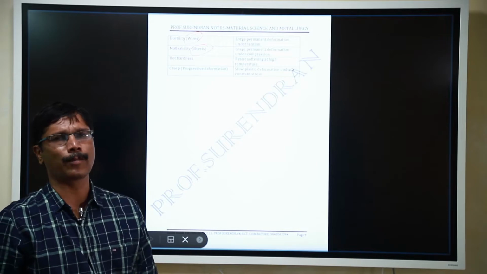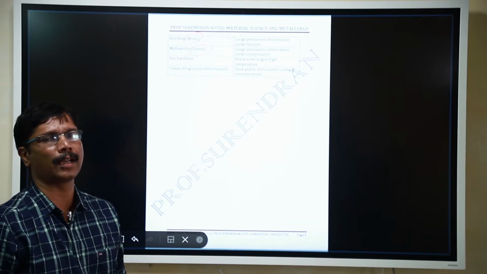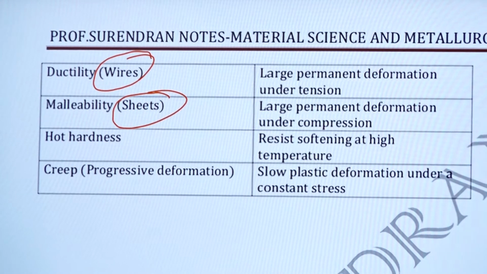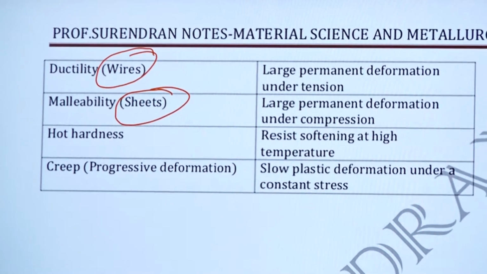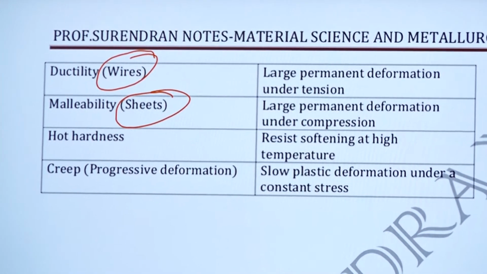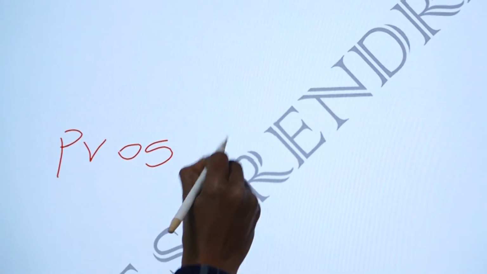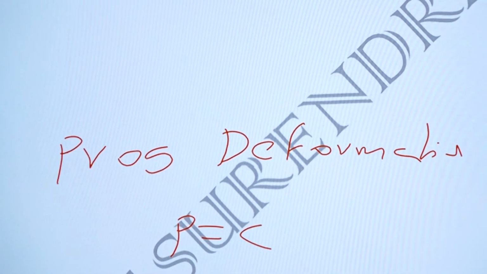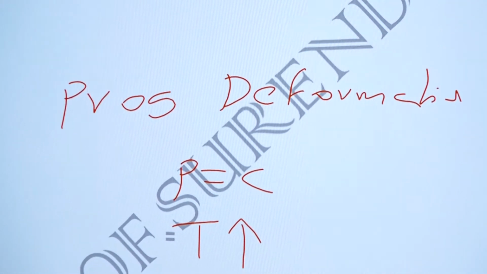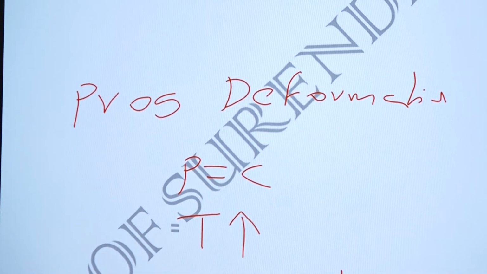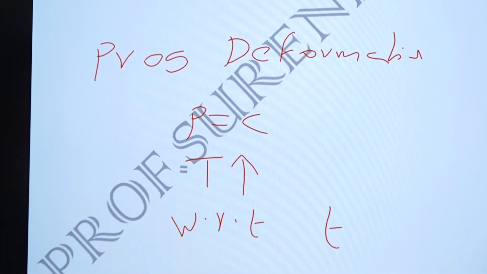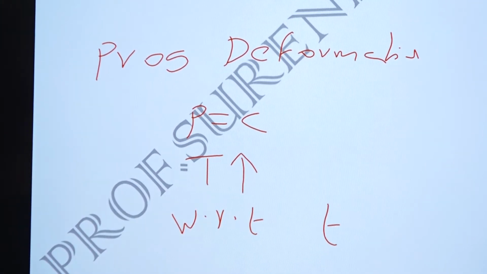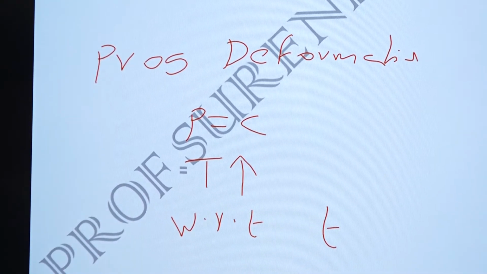Hot hardness is the property of resisting softness at high temperature. Creep is the progressive deformation that takes place under constant load. The load should be constant, at elevated temperature, with respect to time. It is a time dependent phenomenon. That is, progressive deformation under constant load at elevated temperature with respect to time is termed as creep. It is slow plastic deformation.